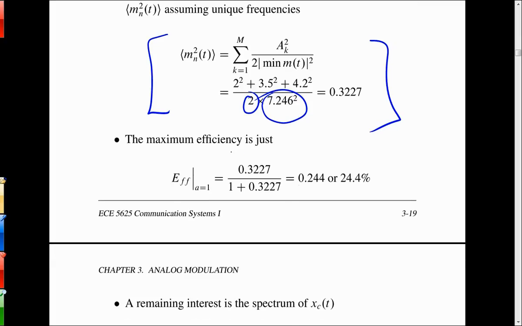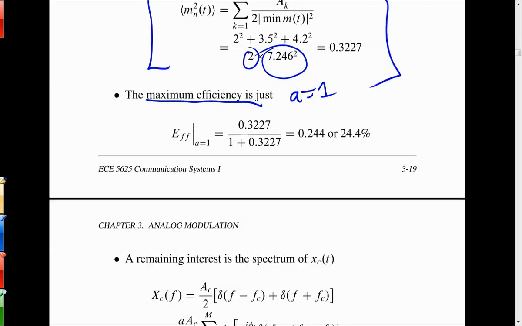And when I say maximum efficiency, this is when A is equal to 1. That's why you don't see A in the equation down there, because I assumed the modulation index was equal to 1.